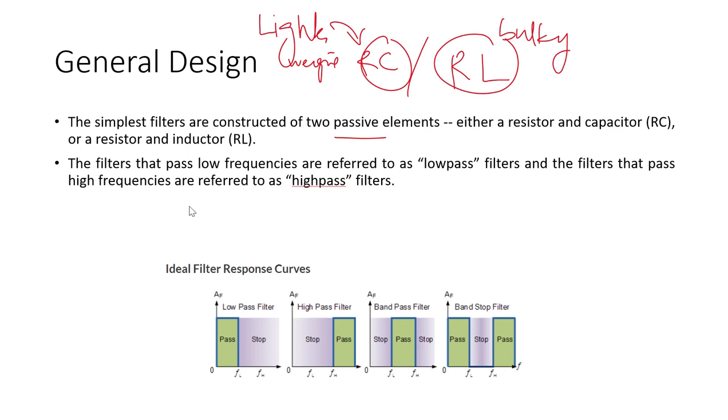The filters that pass low frequency are referred to as low pass filters, and those that pass high frequency are known as high pass filters. These are some of the structures for ideal filters. The pass band is on the 0 side, so it is a low pass filter. The pass band is on the upper side of the band, so it is a high pass. The pass band is in between lower and higher, so it is a band pass. And there are two pass bands, this one and this one, so this is a band stop filter. It is stopping this particular band.